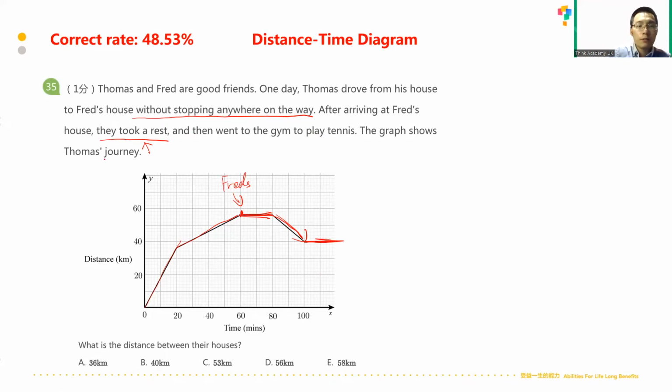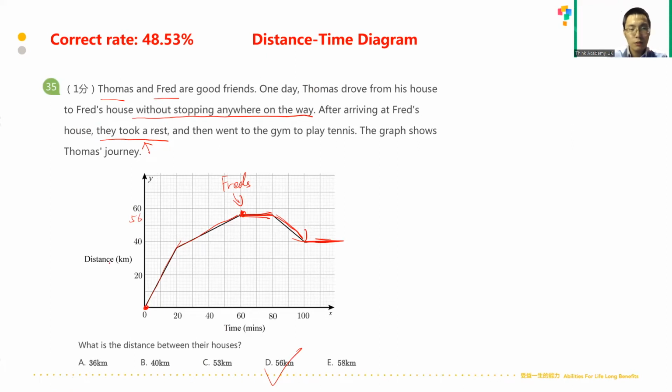So the graph shows Thomas's journey. What is the question? The question is, what is the distance between their houses? So from Thomas's house to Fred's house, okay? Thomas drove from his house to Fred's house without stopping. So from 0 to this point, we only need to look at the difference between the y coordinate, which is 56, and 0. So the distance is 56 kilometers. D is the correct answer.